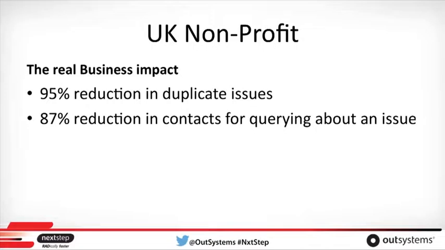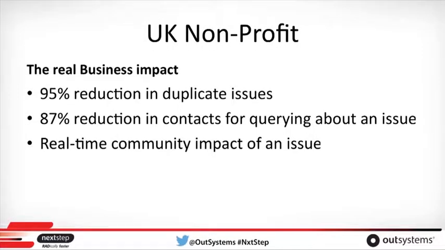Another thing is that they had an 80% reduction in contacts to their contact center regarding the status of the issue. Why? Because now people can just go to the application and easily see the status of the issues they have reported. Additionally, they have a real-time community impact. So they know how many people are being affected by a specific issue, and with that, of course, they raise the importance of solving that specific issue.